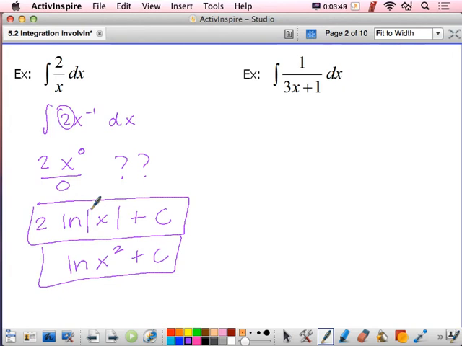So either way, how would I check this? You would check it by taking the derivative. Let's see if that works. The derivative of this is 2x over x squared, which is indeed 2 over x. So you could always check them at the end, and they should go back to the original. Let's try another.